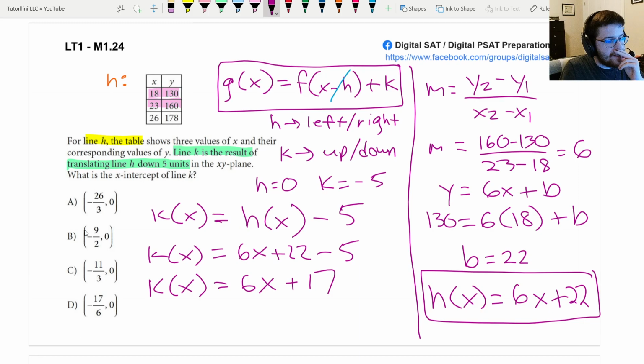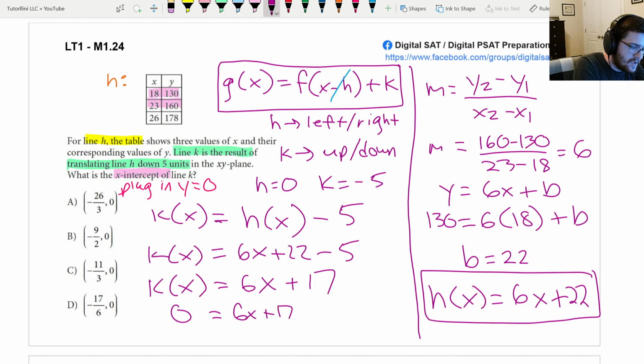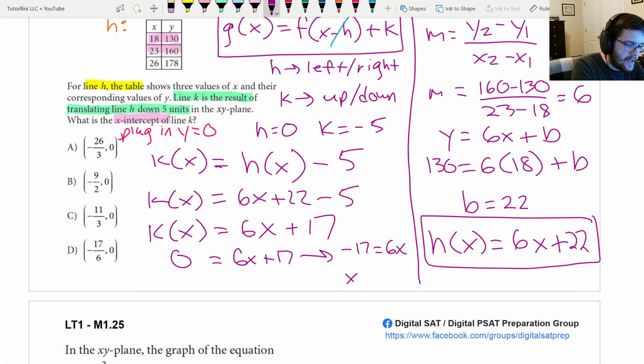And now we are going to find an x-intercept. We always plug in y equals 0. For an x-intercept, you make y 0. And for a y-intercept, you make x 0. So k of x, or y, is going to be equal to 0. Subtract 17 from both sides. I get negative 17 equals 6x. And now divide both sides by 6. And I get x equals negative 17 over 6. That's the x-intercept. The only one that has that is D.